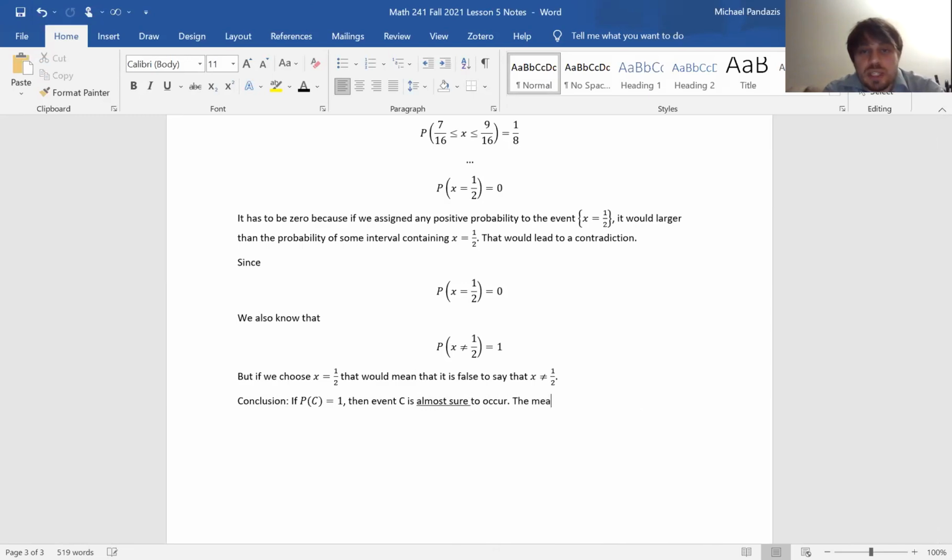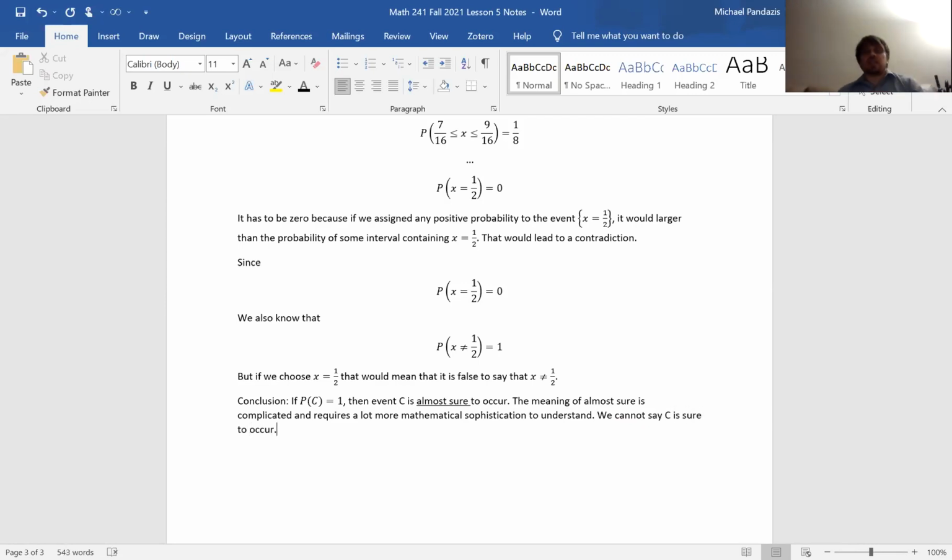The meaning of almost sure is complicated and requires advanced mathematics, and a lot more mathematical sophistication to understand. We cannot say C is sure to occur just from knowing its probability is 1.